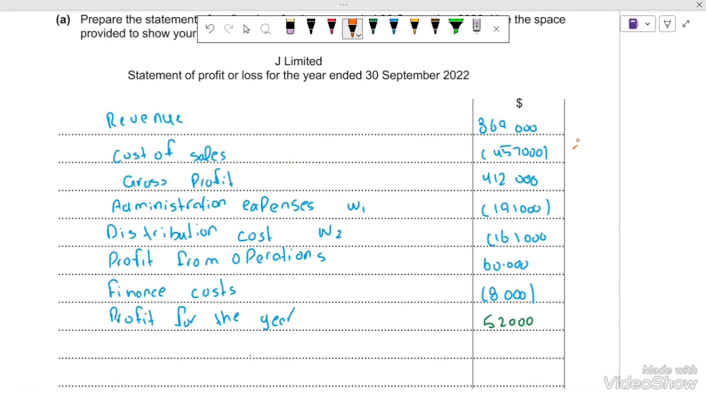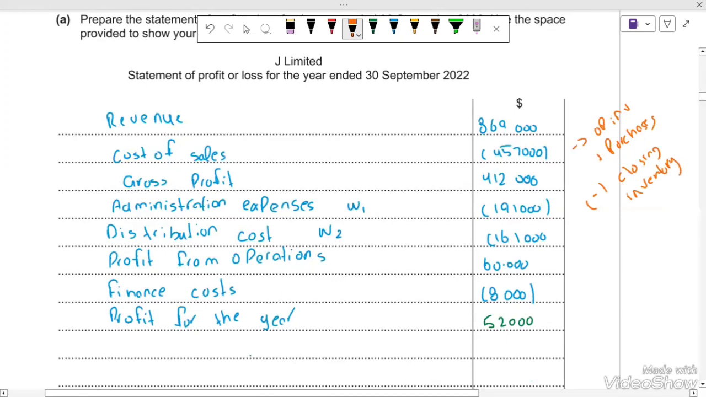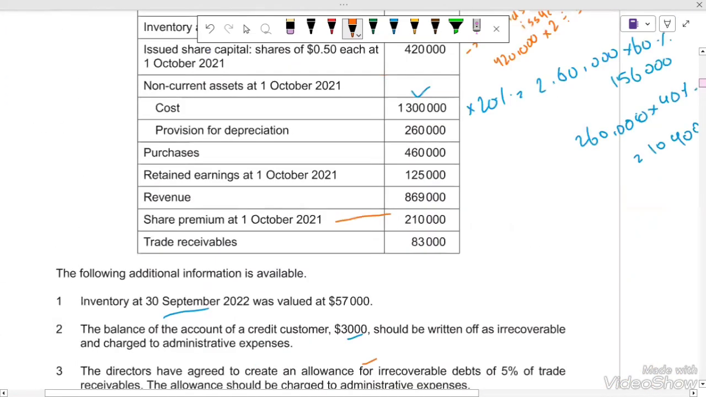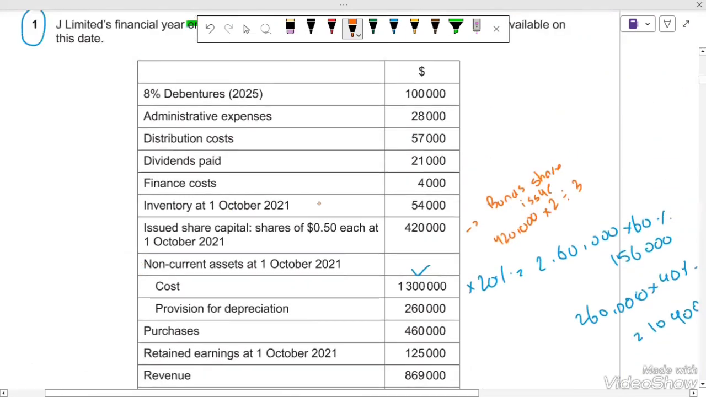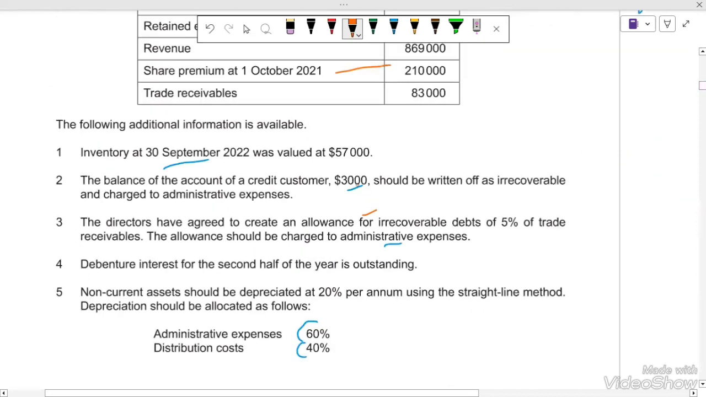We know that for calculating the cost of sales, we have to add opening inventory plus purchases and minus closing inventory. As you can see, here is your trial balance. This is your opening inventory, so plus 55,000, plus purchases, which is 460,000. After that, minus closing inventory. Inventory at 30 September 2022 was valued at this, so this is closing inventory.